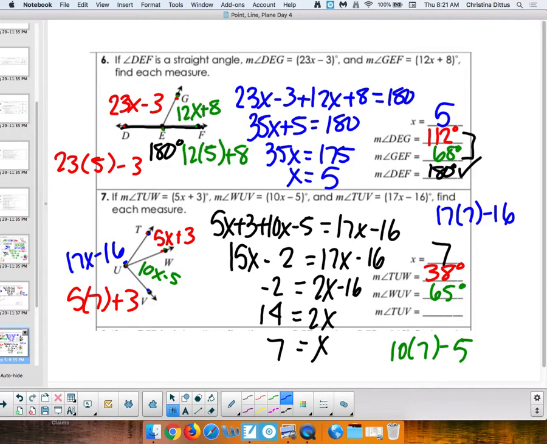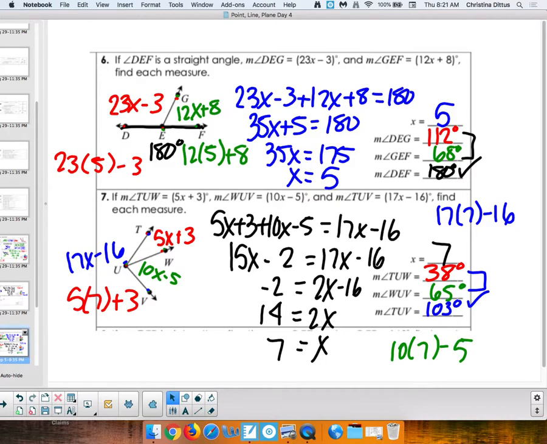130. 103. Can I check something? Yes. What? Add 38 and 65. Do 38 and 65 equal 103? Okay. Questions on angle addition?